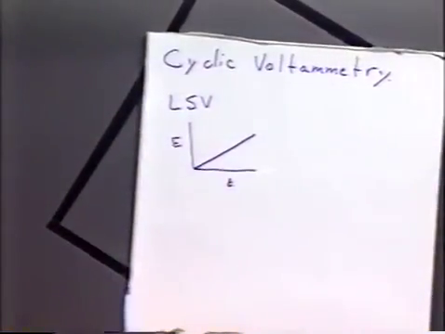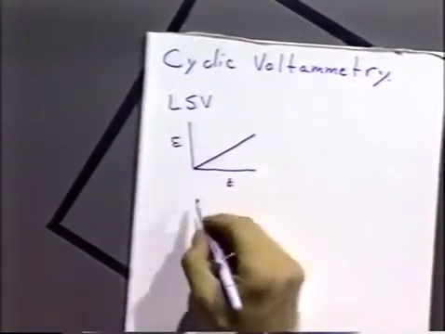Before we left, we talked about linear sweep voltammetry, in which we used a linearly varying potential versus time and applied that to our working electrode and then measured the current that flowed when we applied that potential. Let's just review that for a minute. For LSV, as we called it, we apply potential versus time, and that's a linear function.